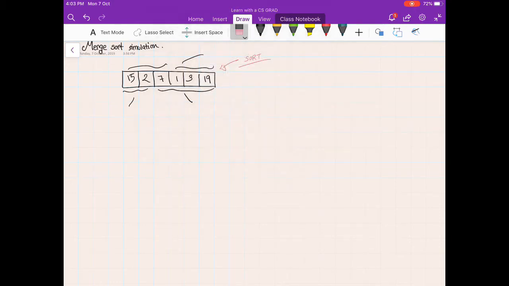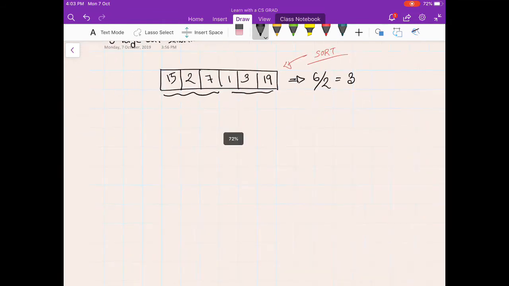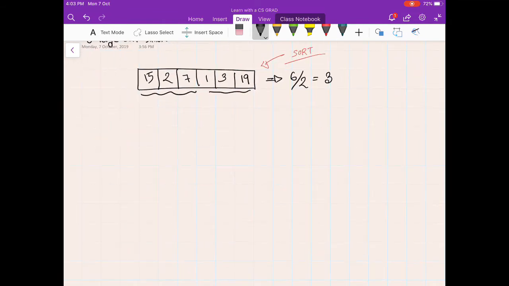In my case, I divide it into two portions. Here the length is 6, so divided by 2 is 3, right? So we would be taking this 3 and this 3 as two separate portions. You might be wondering what happens if the length is an odd number. We'll be coming to that later on. So let's see what happens here.